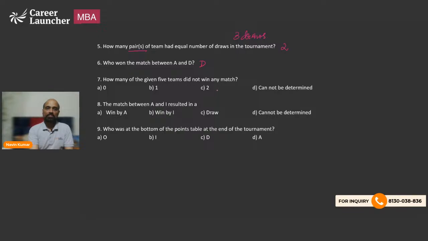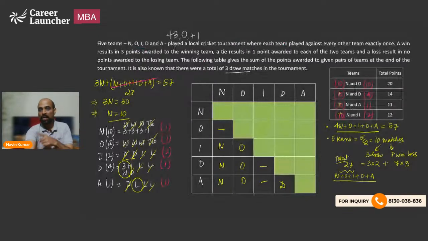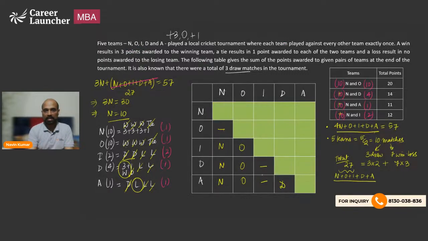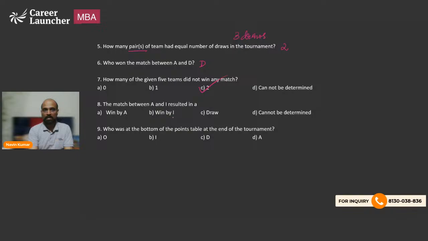How many of the given 5 teams did not win any match? So we can see that N, O, and D, these 3 teams definitely won at least 1 match. That means I and A did not. So 2 teams did not win even a single match. The match between A and I resulted in a win by A, a win by I, or a draw. It resulted in a draw.